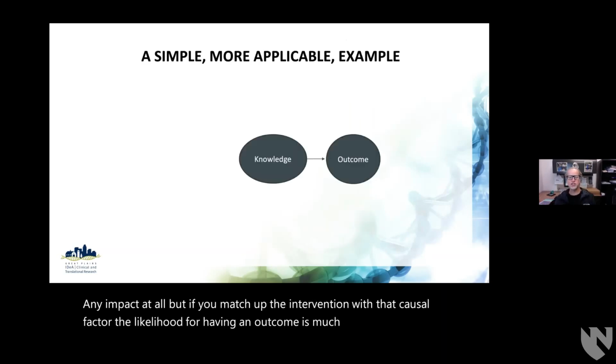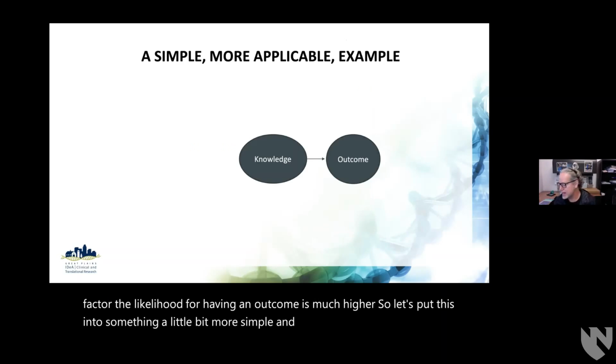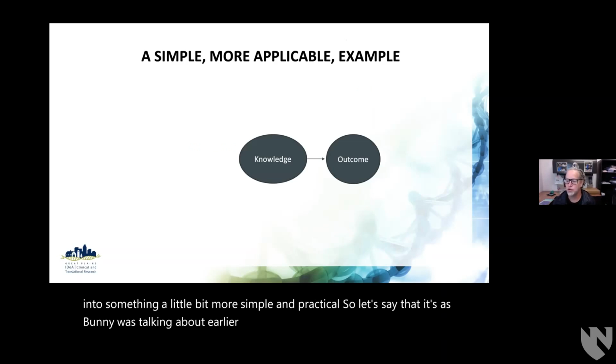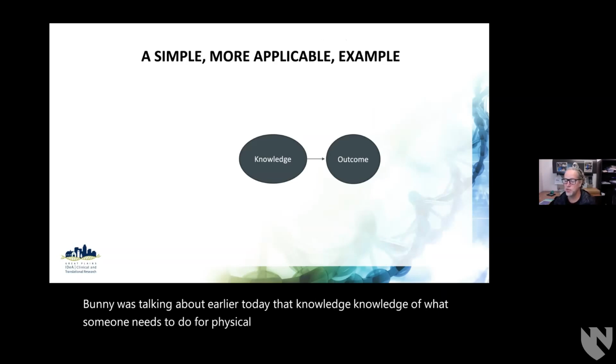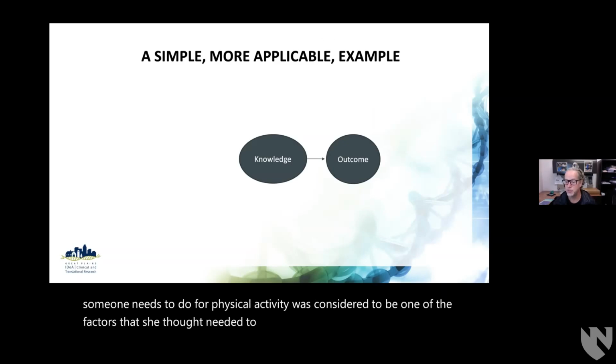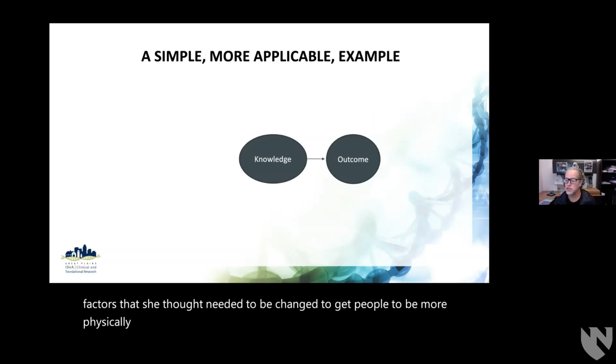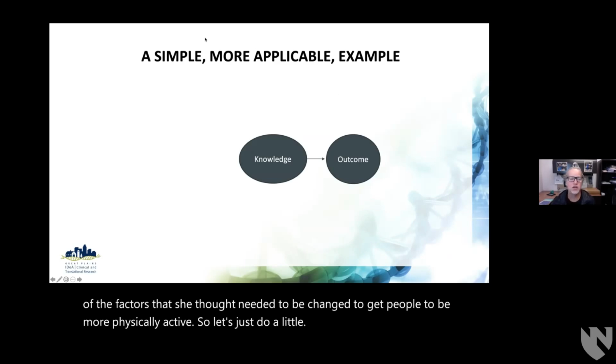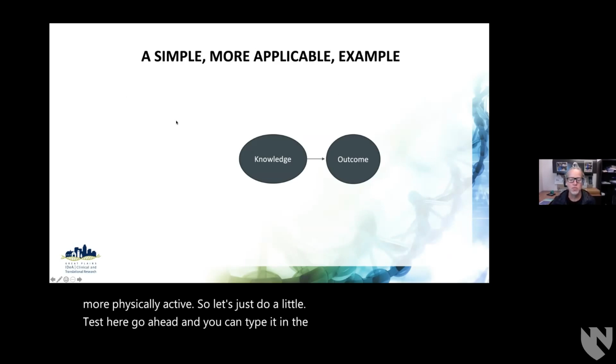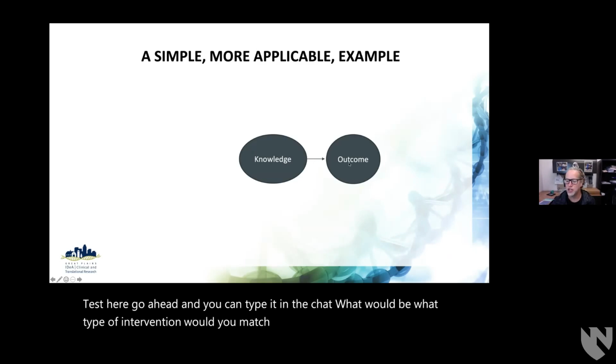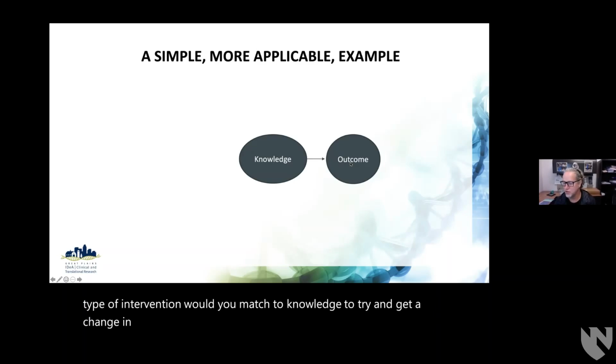So let's put this into something a little bit more simple and practical. Let's say that, as Bunny was talking about earlier today, knowledge of what someone needs to do for physical activity was considered to be one of the factors that she thought needed to be changed to get people to be more physically active. So let's just do a little test here. Go ahead and type it in the chat. What type of intervention would you match to knowledge to try and get a change in whatever outcome it is that you're looking at?